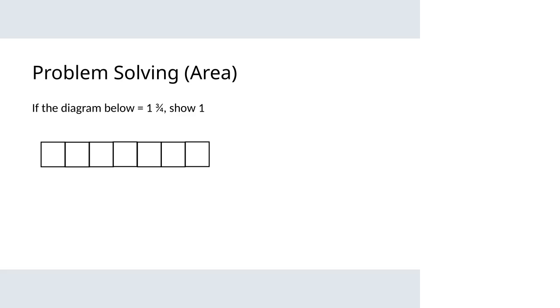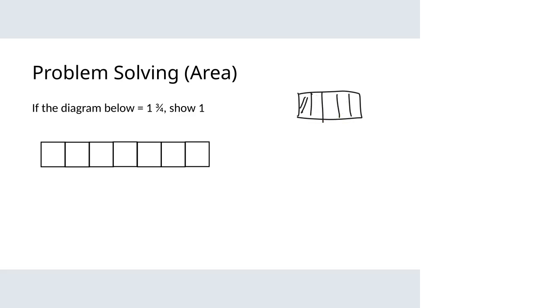Here's one that I don't think is easy. In the diagram, if the diagram below is 1 3/4, show 1. So if that's 1 3/4, what would 1 look like? Now, we did problems like this before where, if we had a rectangle and the rectangle was 1 and we wanted to show 4/5, we colored in 4/5 of it. That was fine. This is a little different from that.